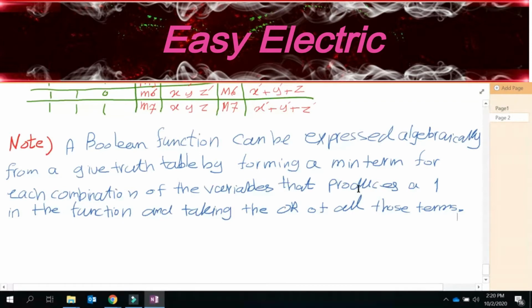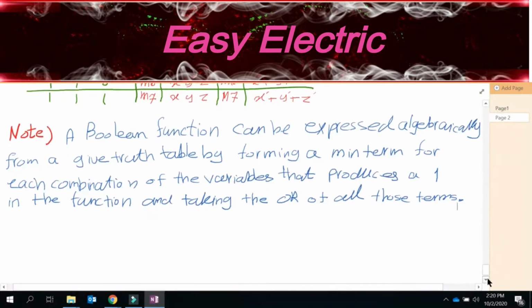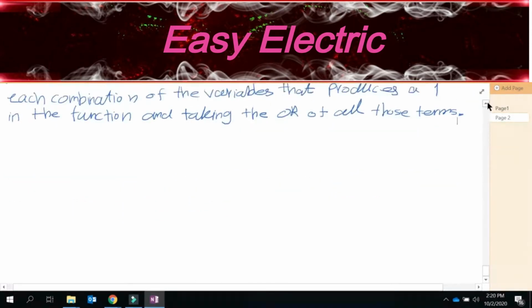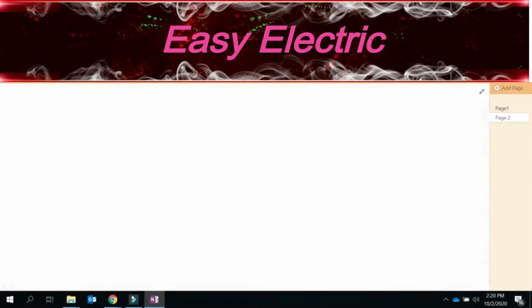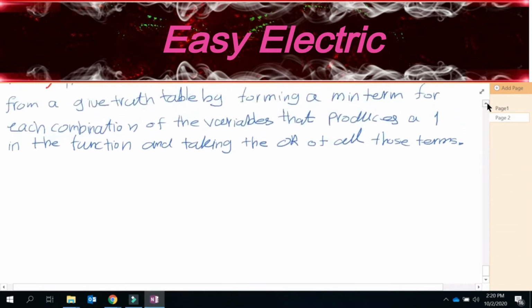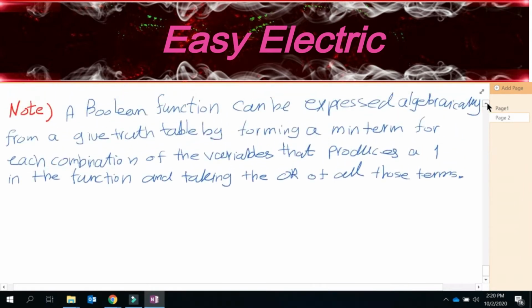Okay, so you have one function, which is f1. So I choose the, okay, so you want to take a look at this. Let me read that again for you. A Boolean function can be expressed from a given truth table by forming a minterm for each combination of the variables that produce a 1 in the function and taking the OR of all those terms.